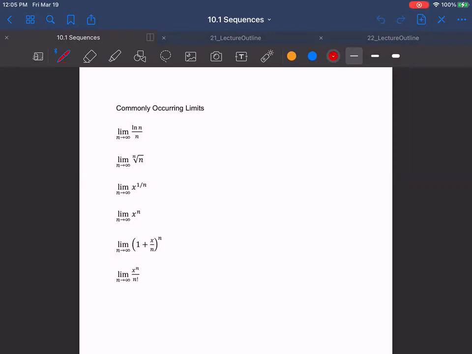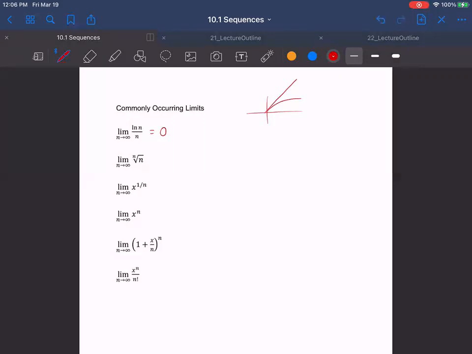Natural log of n over n as n goes to infinity is going to be 0. As we go to infinity, that n on the bottom is going to blow up way faster than the natural log on the top. If you think about how they're graphed, natural log does like that, whereas n does like that. So the denominator gets a lot bigger than the numerator.